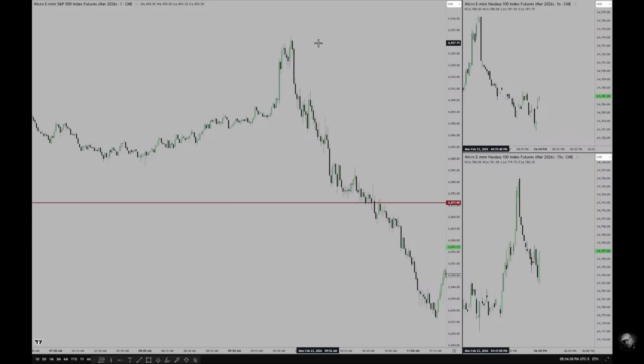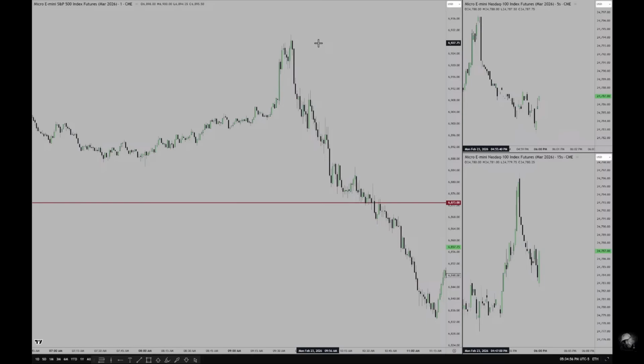So for your notes, when is there a high probability for efficiency using SMT, related correlated asset analysis? In other words, you're looking at ES versus NASDAQ. When is that appropriate? When am I even considering it? When there is a liquidity run or a high volatility injection like news. Okay. 9:30 is always going to act like that.